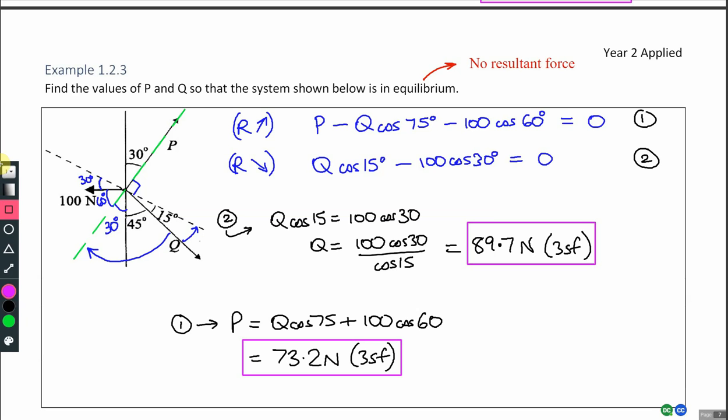At the end of a question, always check that you've done everything you needed to do. Find the values of P and Q so that the system is in equilibrium. That's all you need to do, find P and Q, and that's done.